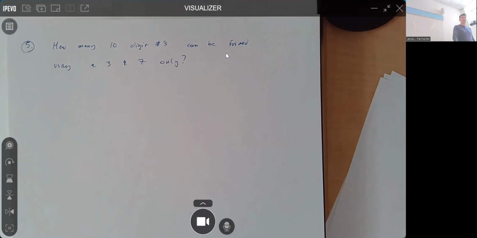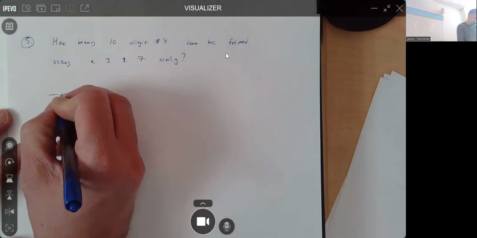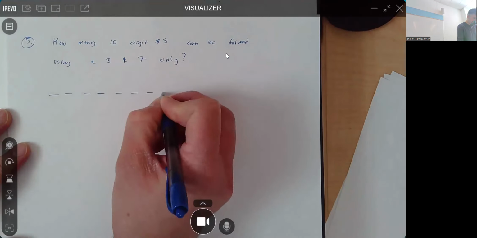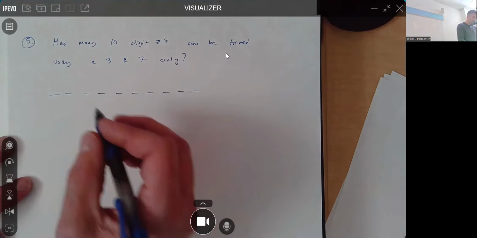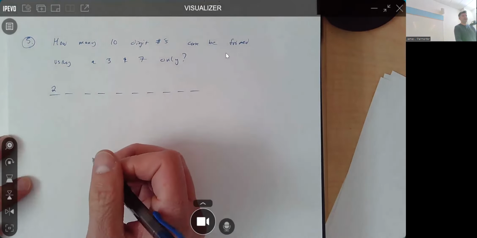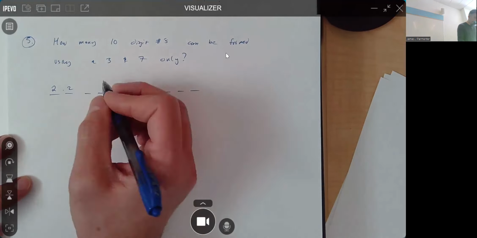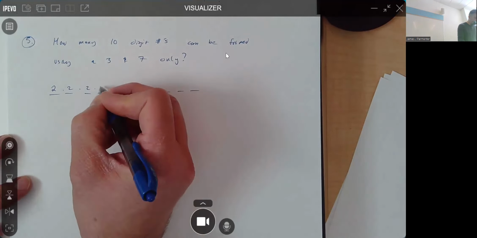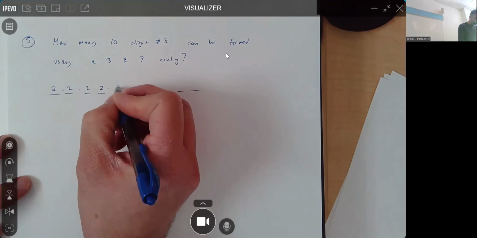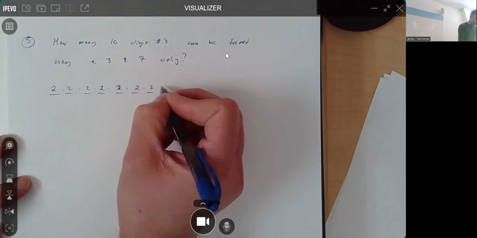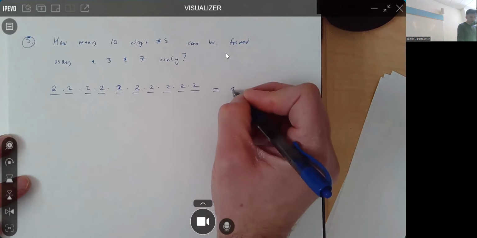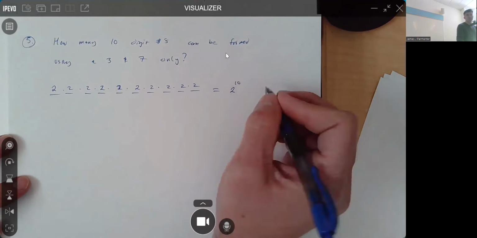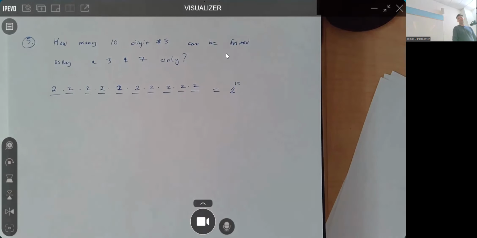How many choices? So there's 10 digits, right? How many choices do you have for the first digit? How many choices for the second digit? And for every digit, there are 2 choices, either a 3 or a 7. So our answer here is 2 to what power? Right. That's it.